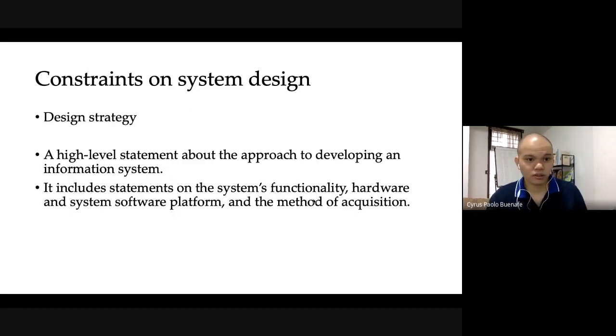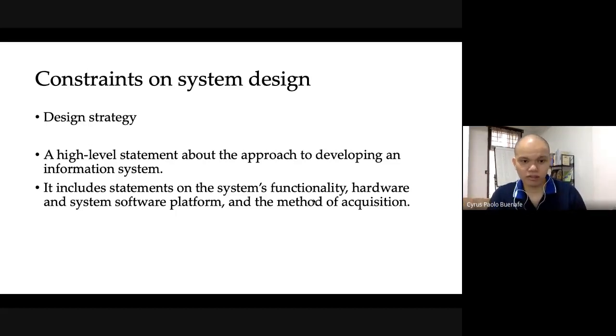Now, in that sense, when you look at constraints, it's important that you have what is known as a design strategy. A design strategy is a high-level statement about the approach to developing an information system. Naturally, you have a goal in mind, and you have constraints at the same time. So what's your best path moving forward? That's the whole idea of your design strategy.